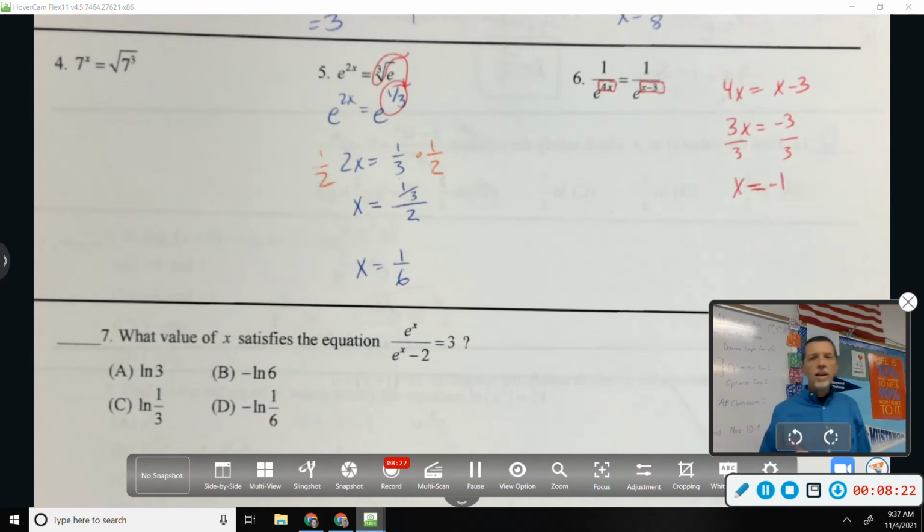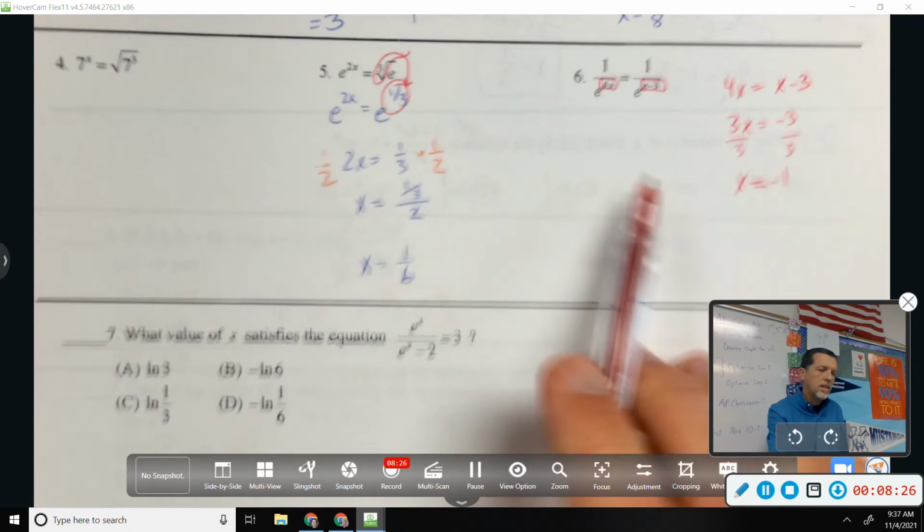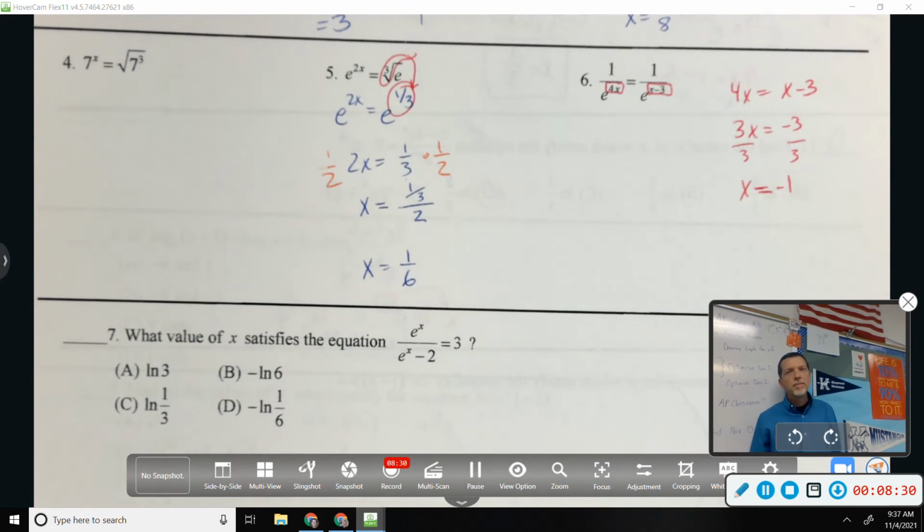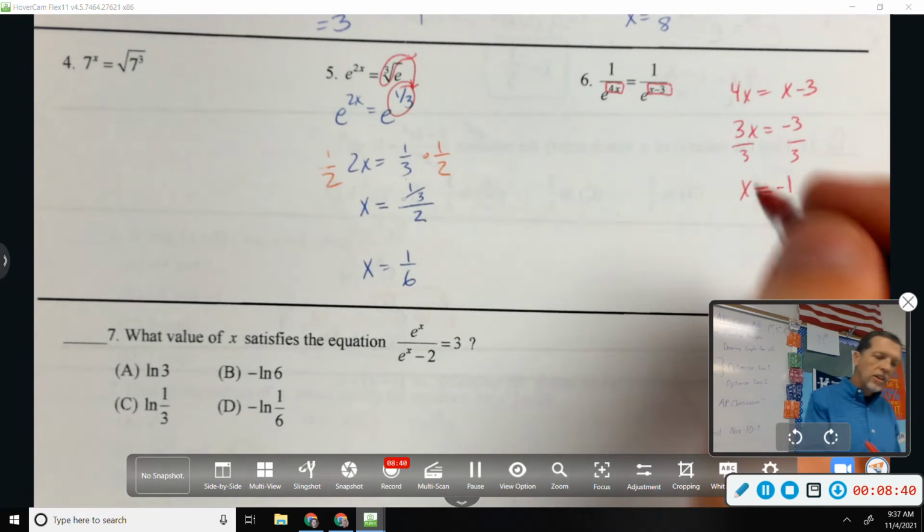Is it okay that I have -1 as an answer? It is, because I'm not taking the log of anything, so it's fine. If there's no logs to start the problem, then you don't have to worry about checking. So x would equal -1, just right up. So that's it. X equals -1. That's what you have to do.